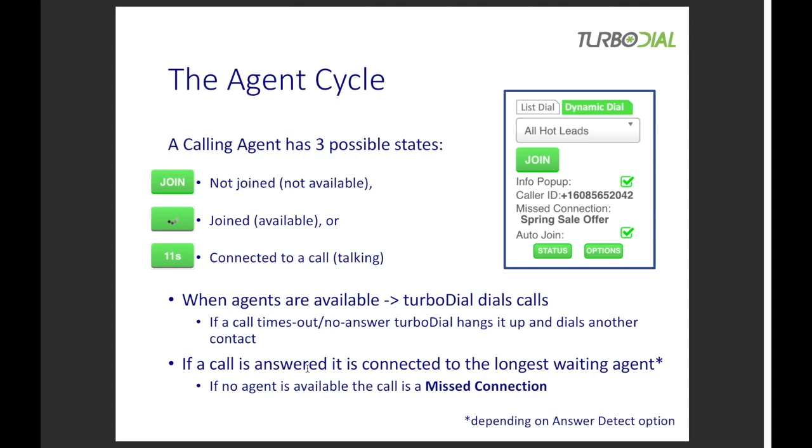If a call is answered, then it is connected to the agent who's been waiting the longest for a call. And if there is no available agent, then that call will become a missed connection. We'll talk some more in detail about missed connections.